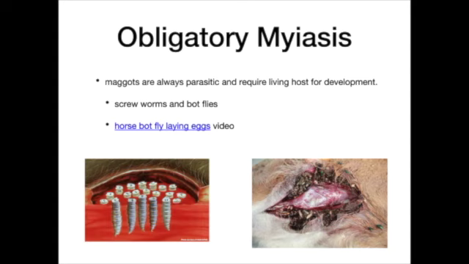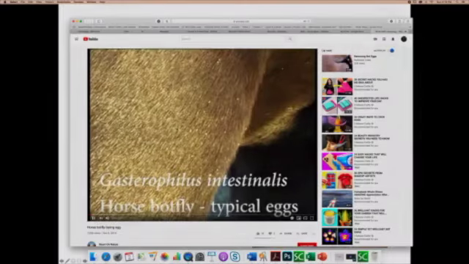In obligatory myiasis, the maggots are always going to be parasitic, and they require a host that is alive for development. The two primary examples of this are screwworms and botflies, and I'm going to show you a quick video of a horse botfly laying its eggs.